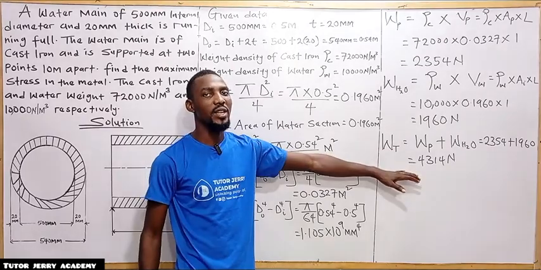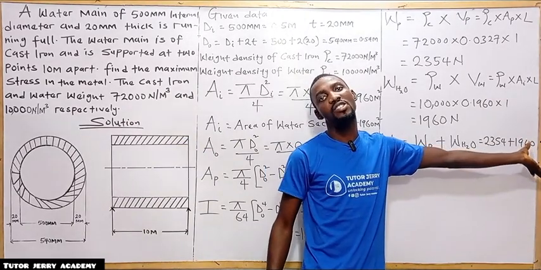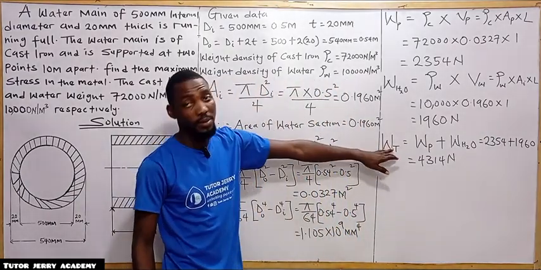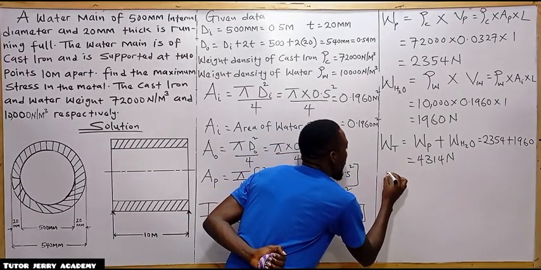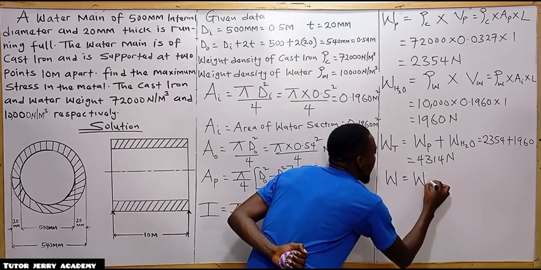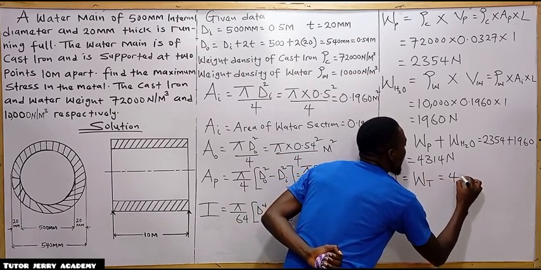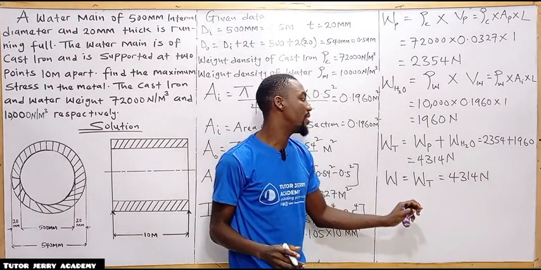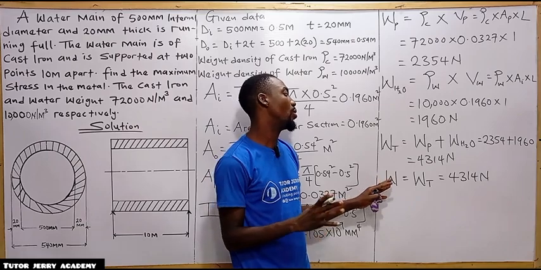So this weight that we calculate here is the weight that is due to UDL, that is uniformly distributed load, which is also W. Is that clear? So we are going to be using W, which is equal to the total weight, so everything will be equal to 4,314 Newton.